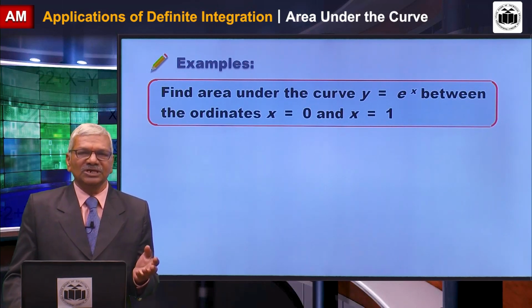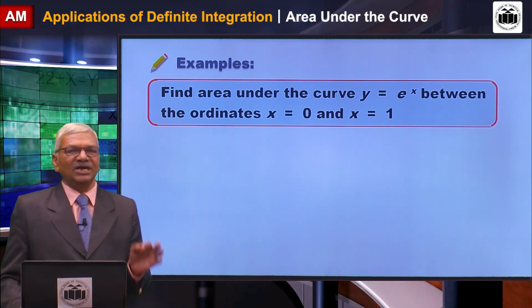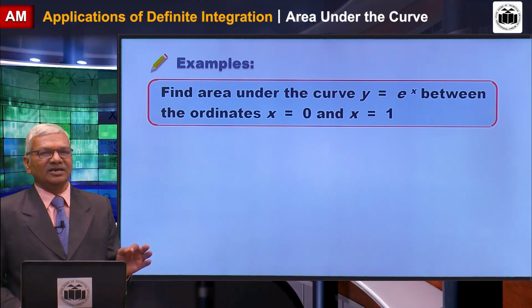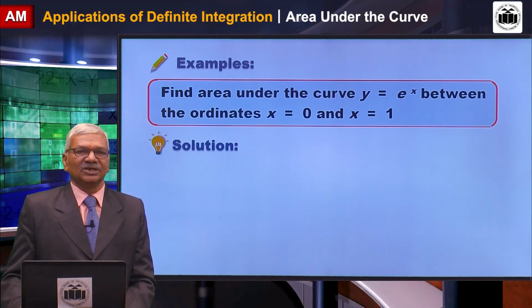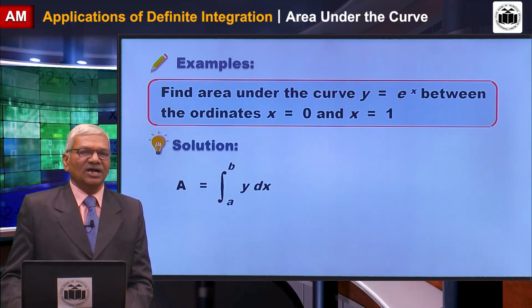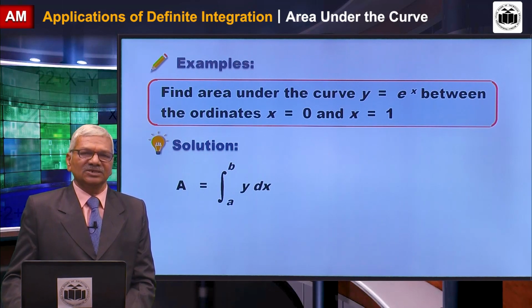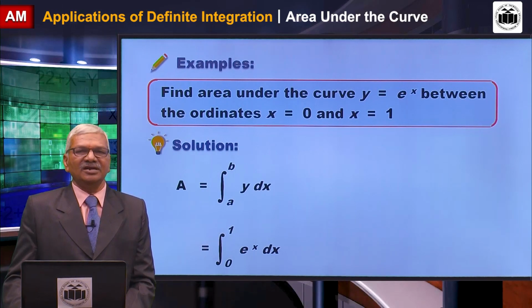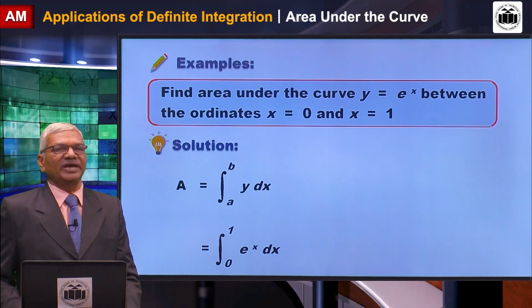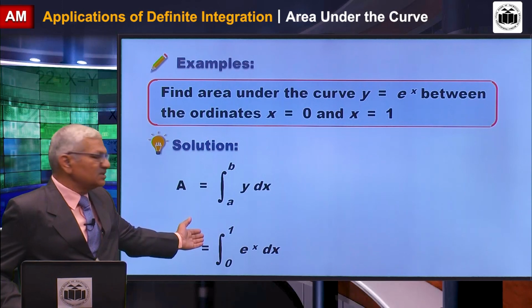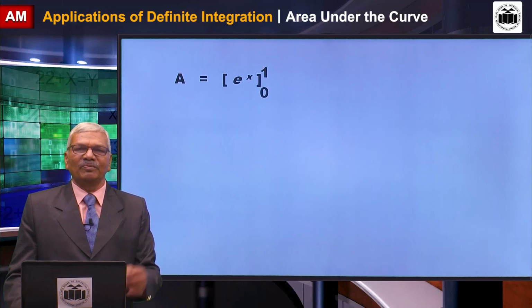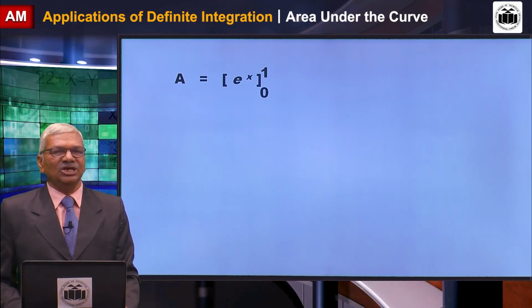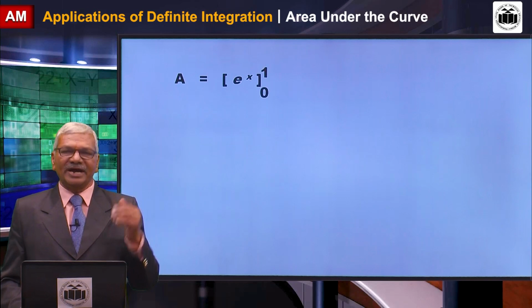So what to do? Simply put these values in the formula of area, integration a to b y dx. Let us see. This is the formula integration a to b y dx. Putting these values of a, b and y, we get integration 0 to 1 e raised to x dx. Here the integration of e raised to x is very simple, it is e raised to x. So we put the integration e raised to x between the limits 0 and 1.